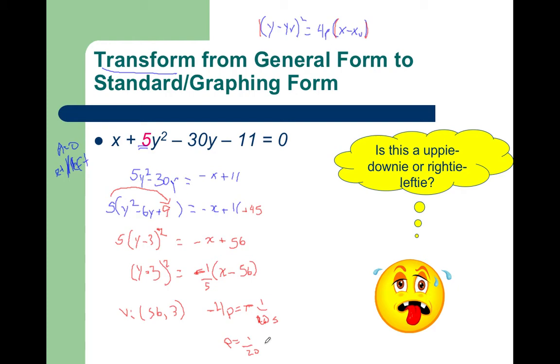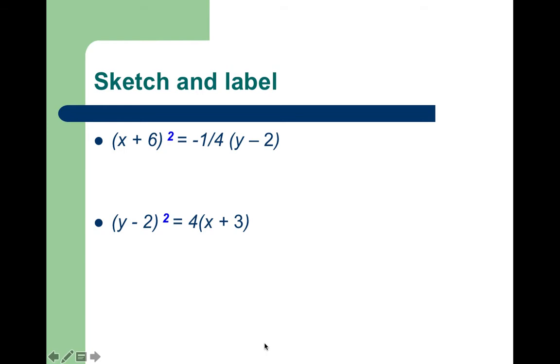Okay, so transforming for a parabola from general to standard form means getting one squared group. Now, once I'm in graphing form, I can tell you what the vertex and p is, so I could graph it from here. So maybe try to pause the video and see if you can sketch these yourself. And then come back and see if you got the same answer as me.